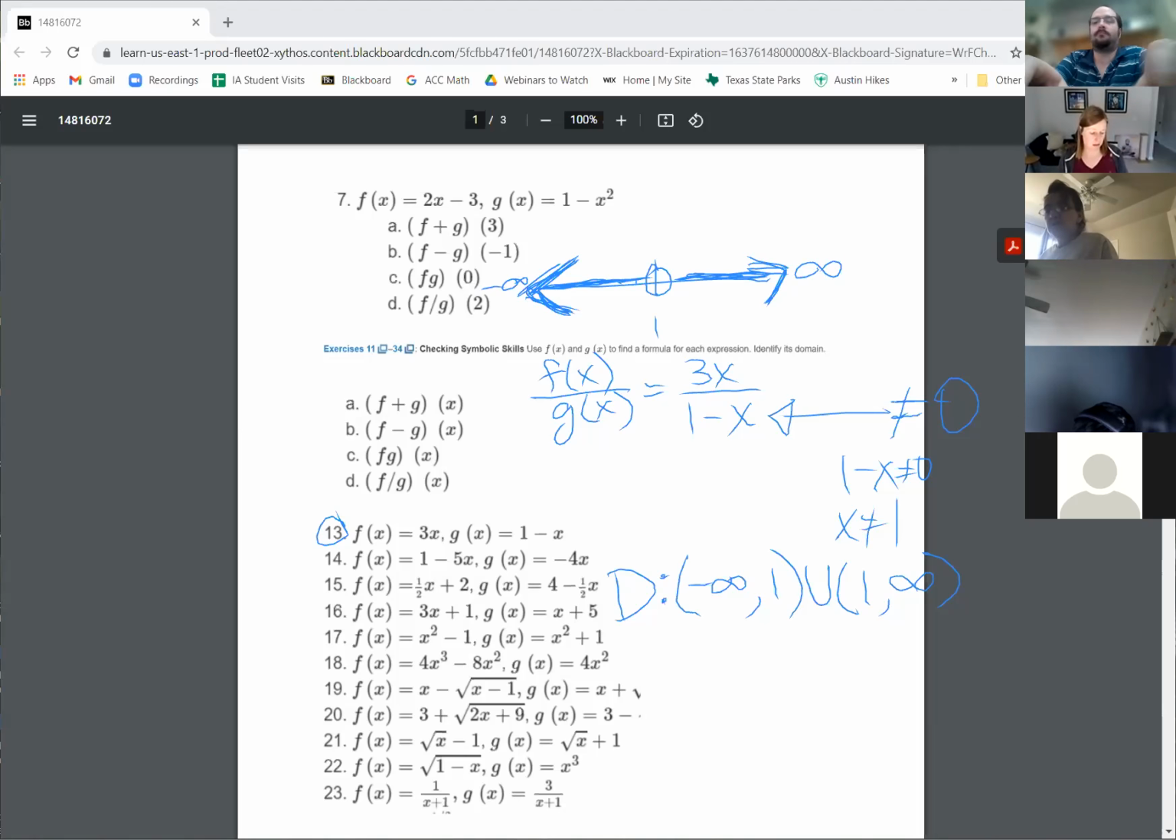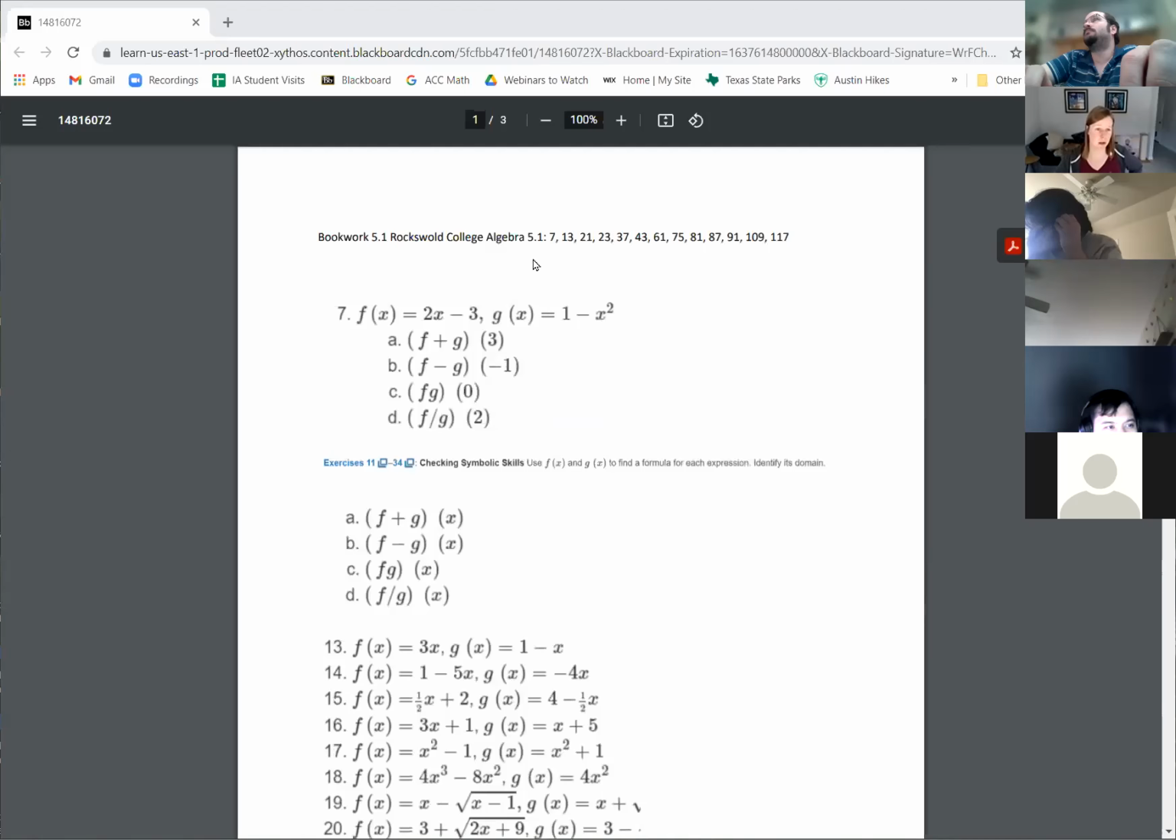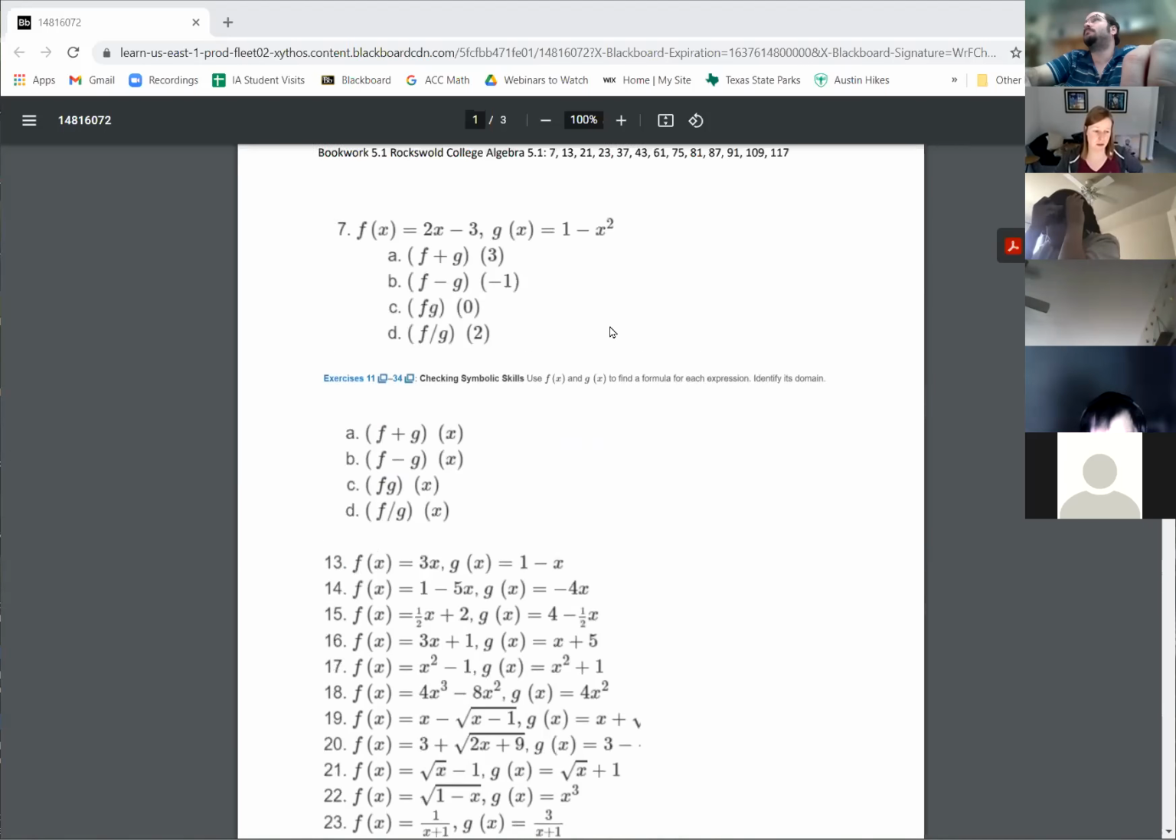All right. Teacher, do we need to write the domain each time, or just when you ask for the domain? The directions said specifically to find the domain, so we needed to. Yeah. Thank you. All right, cool. Well, we'll keep going. I hope y'all are kind of getting it. It seems like you're doing all right.